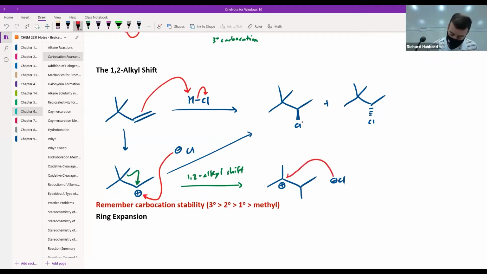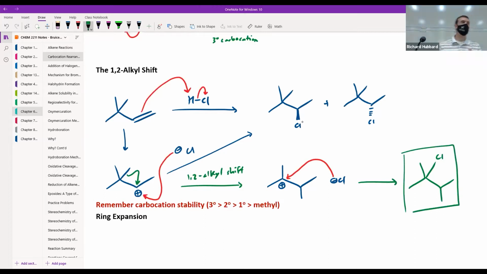And then we're just going to attack just like we did before. And again, the issue at hand, I guess I'll keep this green, is that we're not creating a chiral center. So we don't end up with a pair of enantiomers.